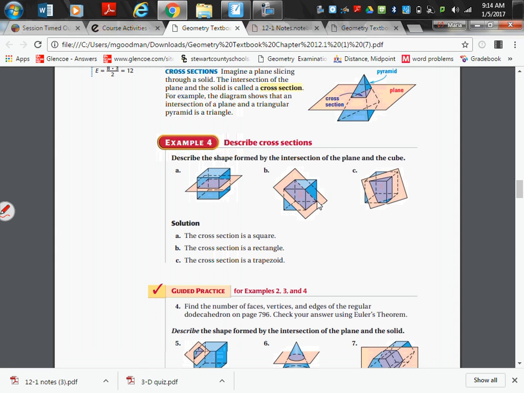Alright. So C. They cross here, here, here, and here. Mr. Dye, what shape is made in C? A trapezoid, I agree.